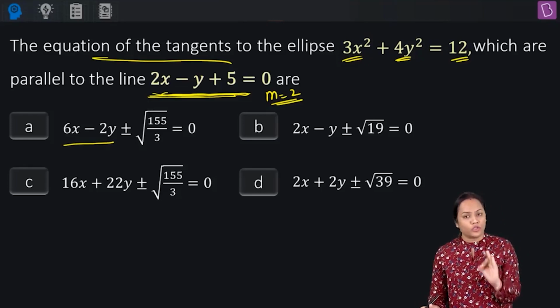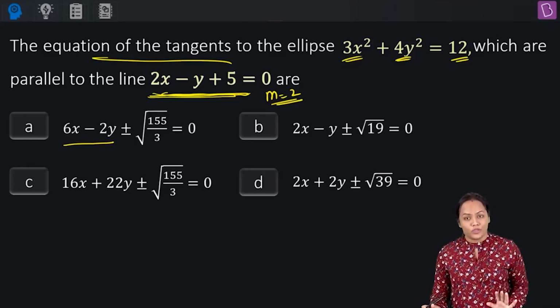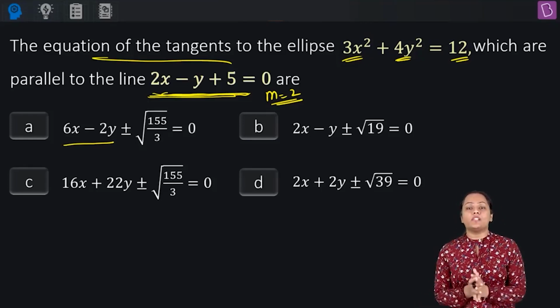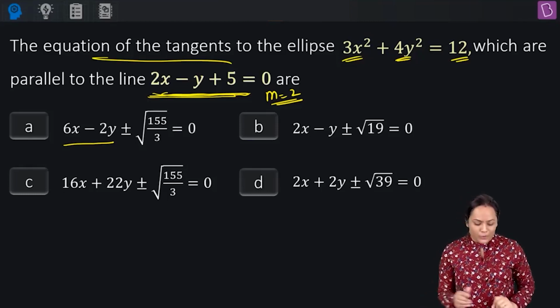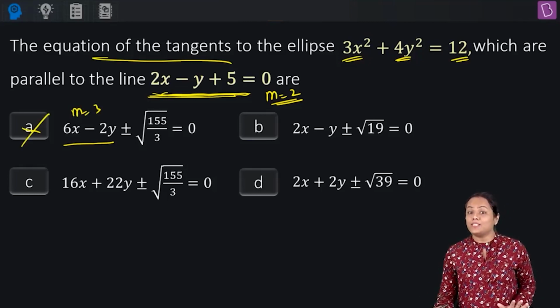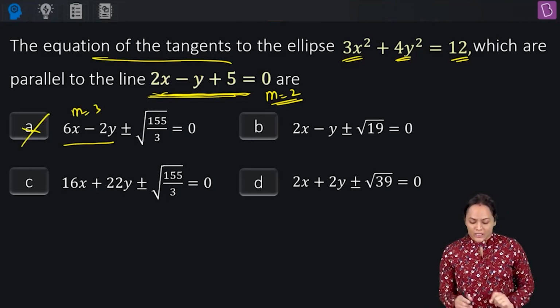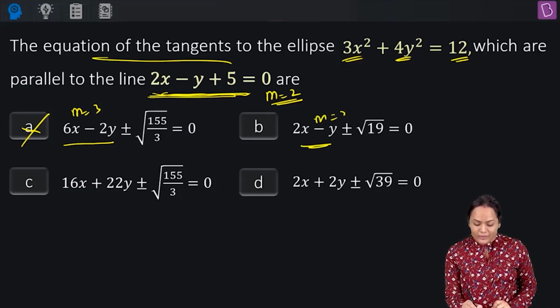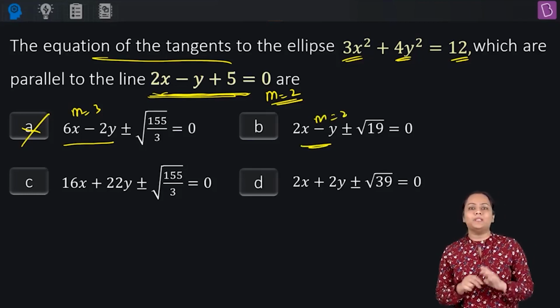It's minus coefficient of x divided by coefficient of y, isn't it? So guys, what is the slope in option A? Well, in option A, the slope is 3. That means this cannot be the answer. In option B, the slope is 2. That means it might be the probable answer.